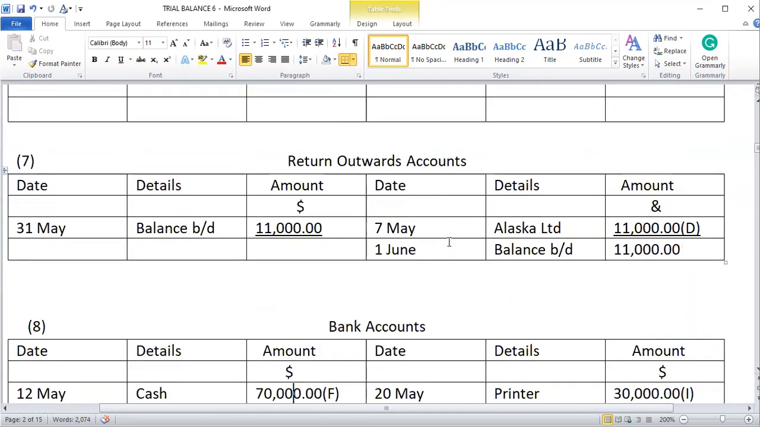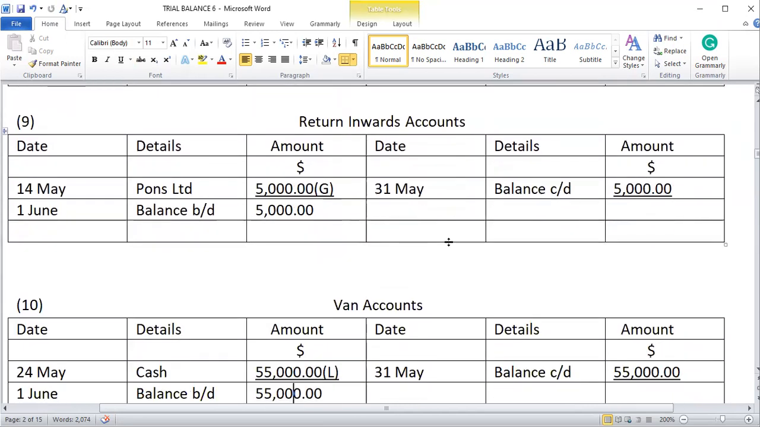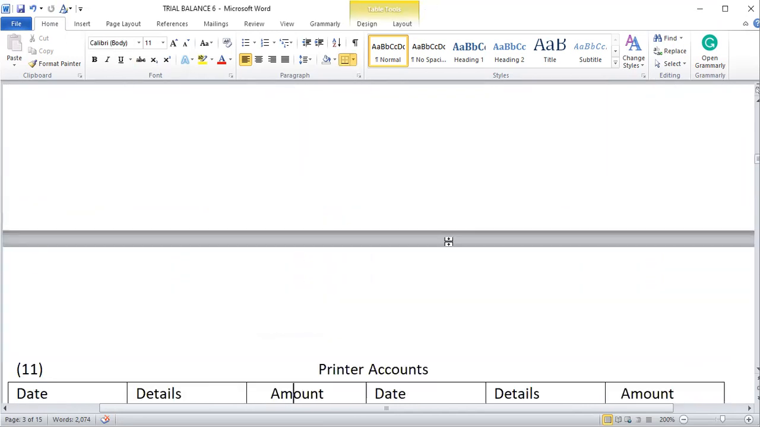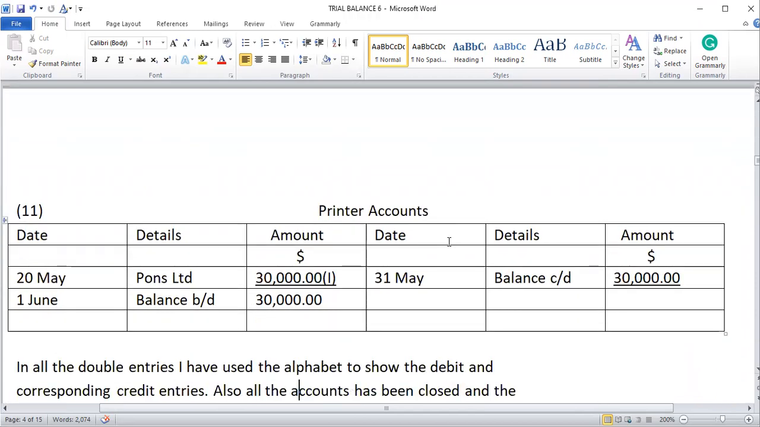After all the entries have been done, the next thing is that we have to balance the accounts. I also have a video on how to balance or close an account. You can click on the link below to go and watch that. So all the entries have been done. The next thing is that we have to what? Close the accounts.